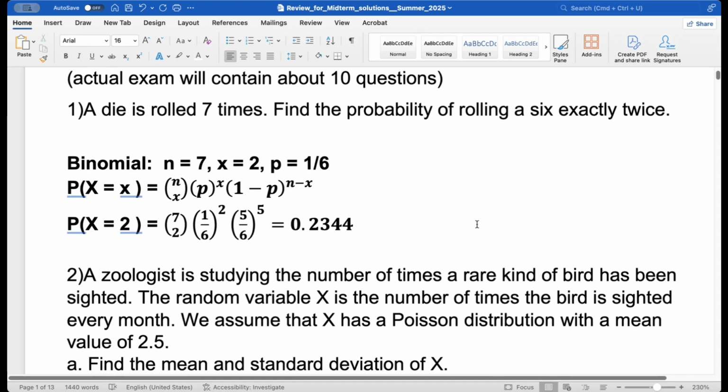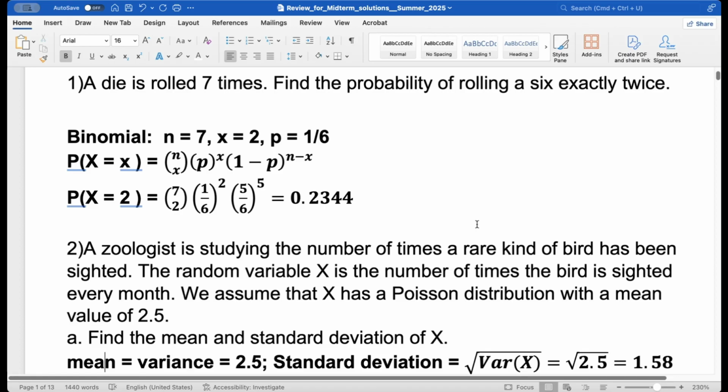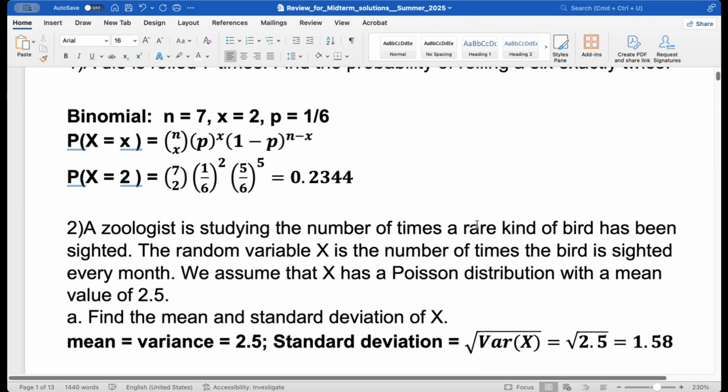All right, second problem. A zoologist is studying the number of times a rare kind of bird has been sighted. The random variable x is the number of times the bird is sighted every month. We assume a Poisson distribution with a mean value of 2.5 times, so that's 2.5 times per month. Find the mean and standard deviation. So for the Poisson distribution, the mean and variance are the same, and that was given as 2.5. The standard deviation, you take the square root of the variance, so it's 1.58.